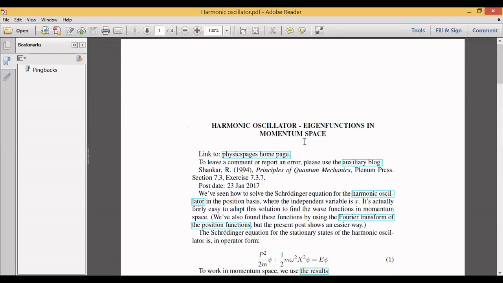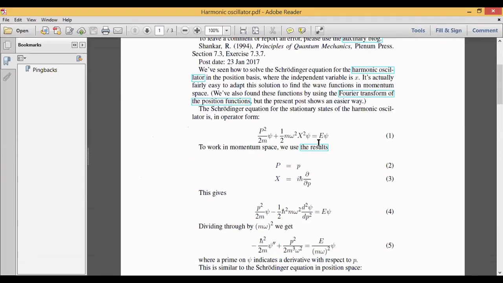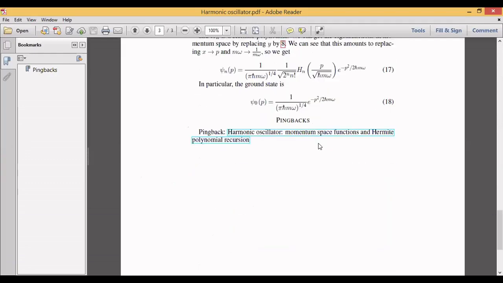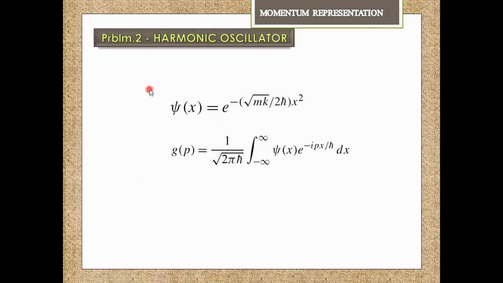This is a paper regarding the harmonic oscillator eigenfunctions in momentum space. This is a very lengthy derivation. But we can simply derive it from our Fourier analysis. Now in Fourier analysis, we are using a spatial wave function psi of x is equal to e raised to minus root mk by 2 h cut into x square, and the transformation equation for the momentum wave function G of p is equal to 1 by root 2 pi h cut integral minus infinity to plus infinity psi of x e raised to minus ipx by h cut dx, same as that we did in the case of hydrogen atom. So now we have to substitute for this psi of x here and find the integral and rearrange it and obtain the solution.